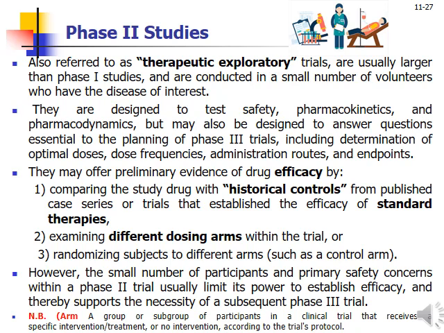Other approaches include examining different dosing arms within the trial, or randomizing subjects to different arms, such as a control arm. However, the small number of participants and primary safety concerns within a Phase 2 trial usually limit its power to establish efficacy and thereby support the necessity of a subsequent Phase 3 trial. An arm is a group or subgroup of participants in a clinical trial that receives a specific intervention or treatment, or no intervention, according to the trial's protocol.